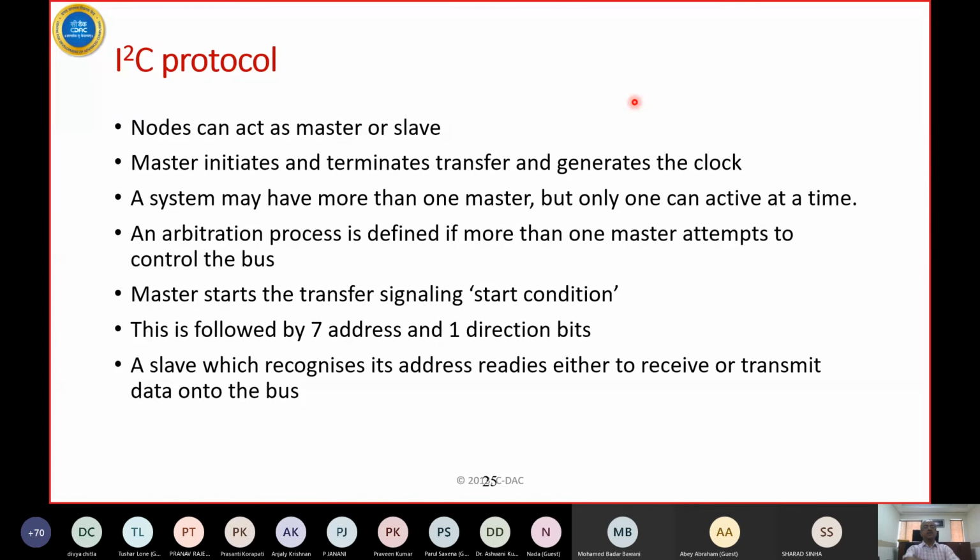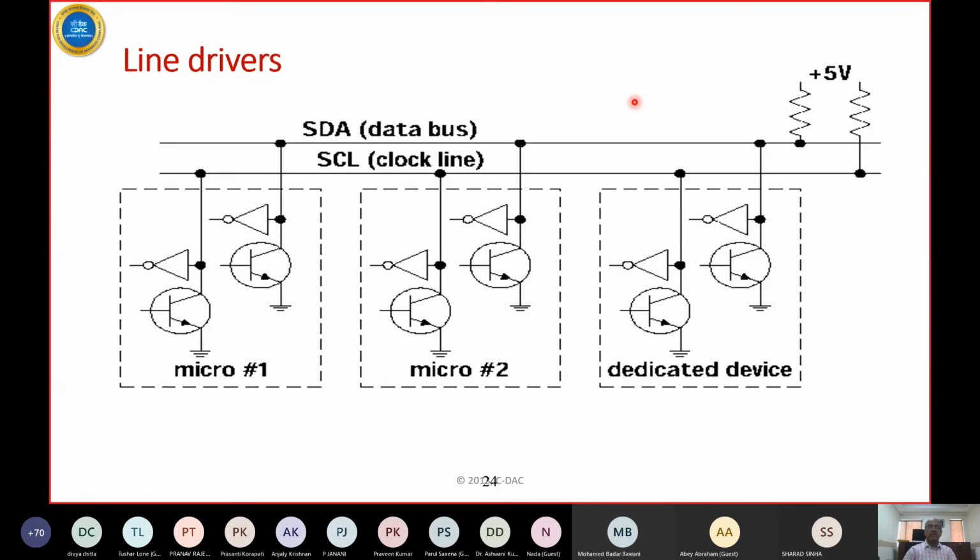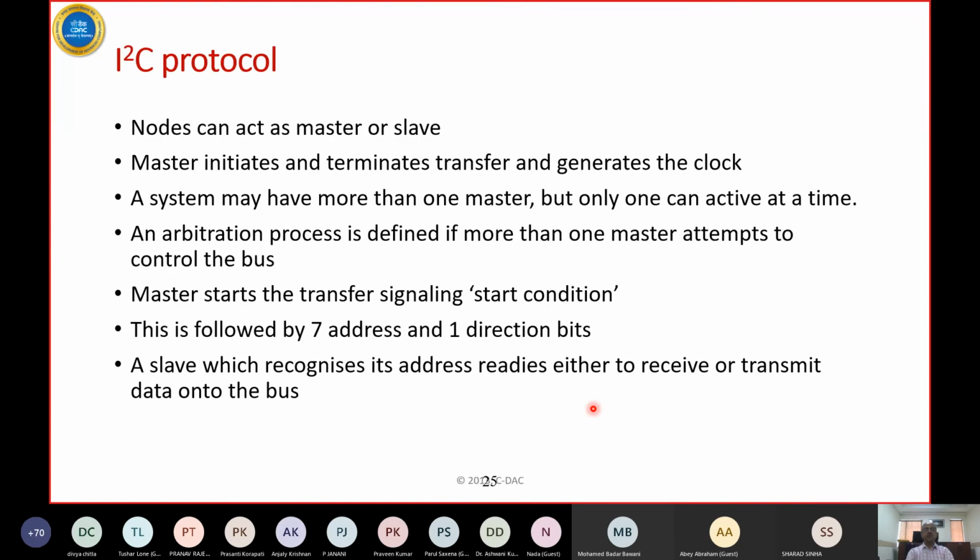Okay. So I was talking about the I2C protocol. As we saw in the previous diagram, these are the nodes. These two are the masters and one is a slave. You can have one master and let's say 5 slaves, or 2 masters and 4 slaves. Any such combination is possible. But the master is the one that initiates and terminates the transfer.